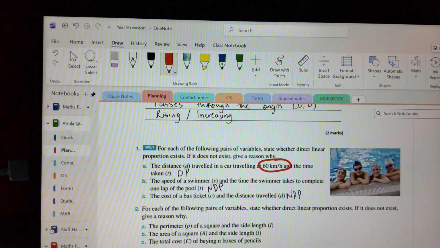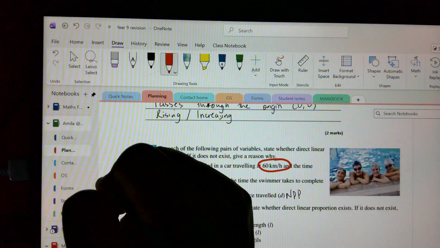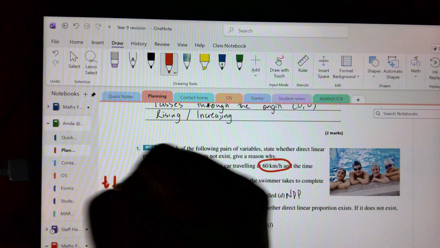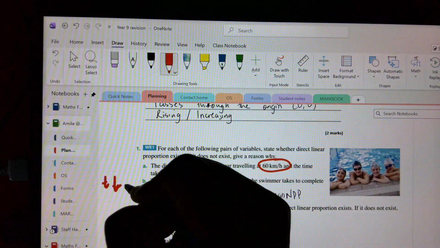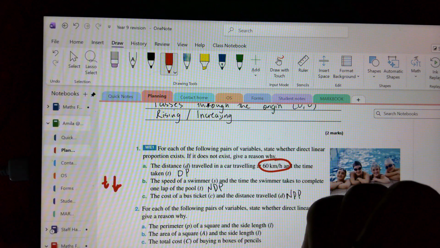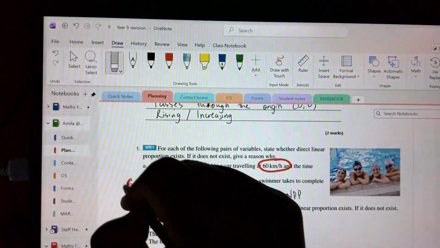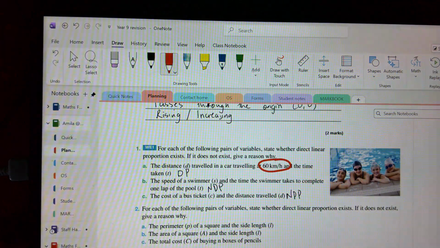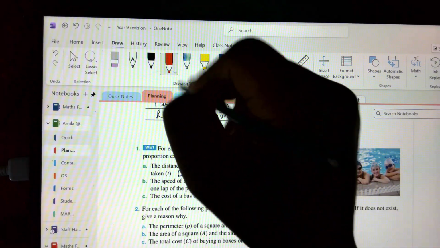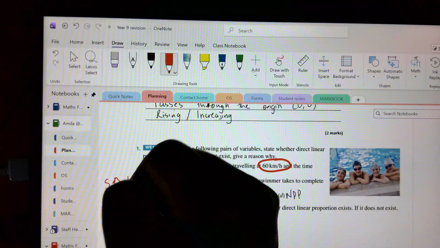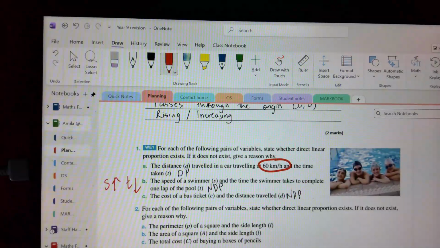B is not directly proportional because in B we expect, as the speed increases, the time to decrease. The faster you swim, the less time it takes to swim a lap.